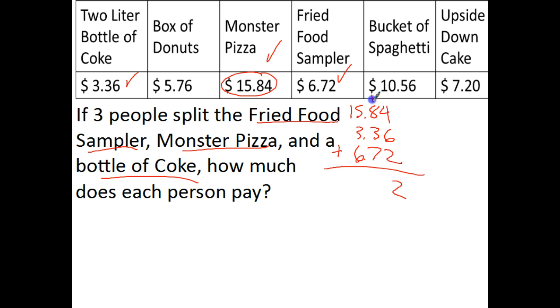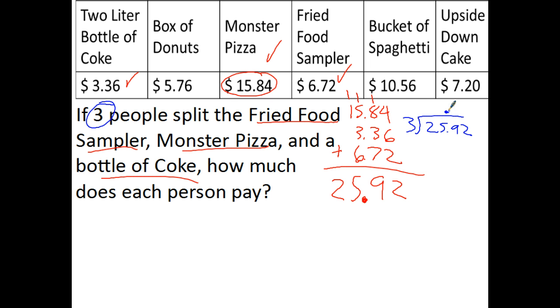10, 12. Carry my 1. 9, 12, 19. Carry my 1, 6, 9, 15. Carry my 1. There's a 2, and my decimal point gets lined up like buttons on a shirt because I was adding the decimals. So now I need to take the 2592, and I'm going to divide it by the number of people that were getting their food all together, which is only 3.